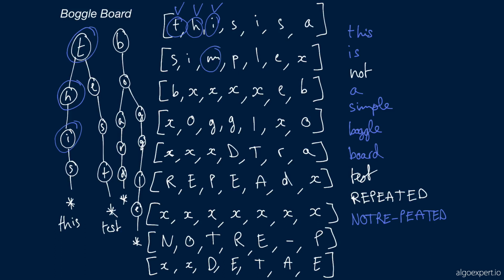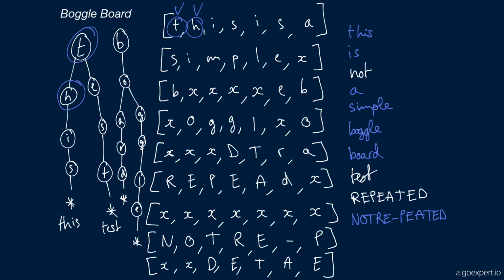Is M in this level? No, it's not, so skip it. Is I in this level? No, it's not, so skip it. And then we go to the H. Oh, wait. H is visited already, so don't even check if it's in the level. Just skip it. And then the key thing: undo the visited. We were in this branch, T, I, H, undo the visited.